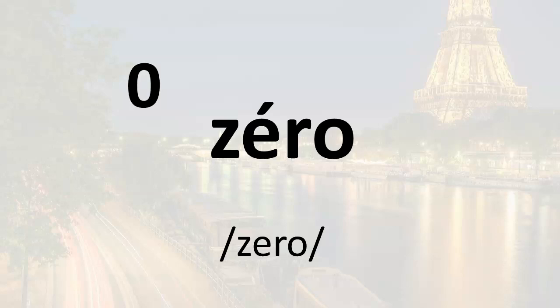We haven't formally been introduced to numbers yet in this course, so here are the numbers 0 through 10, and I'm going to use the International Phonetic Alphabet here to help you visualize each individual sound. Remember, one symbol represents one sound in the IPA. So let's get started. Zéro, zéro.